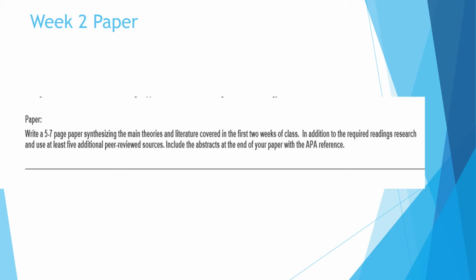Okay? 5 to 7 pages means the body of the paper, starting with the introduction and concluding with the conclusion. It does not include the title page. If you use a separate page for an abstract, it doesn't include that. It doesn't include your references. Okay, 5 to 7 means the body of the paper.